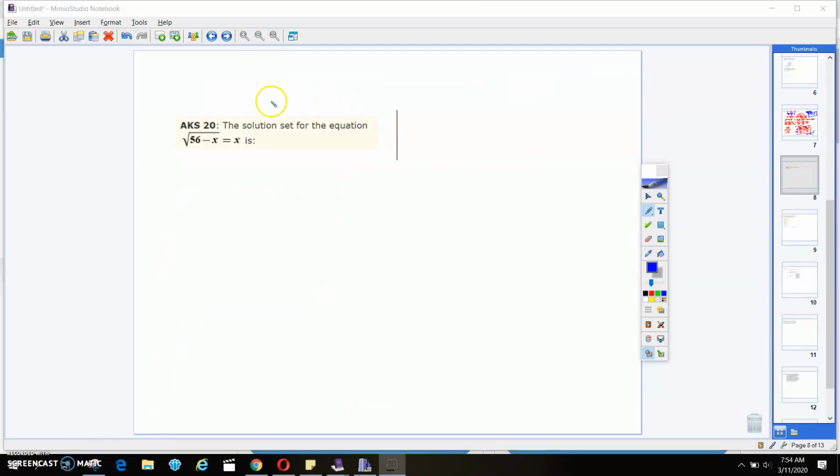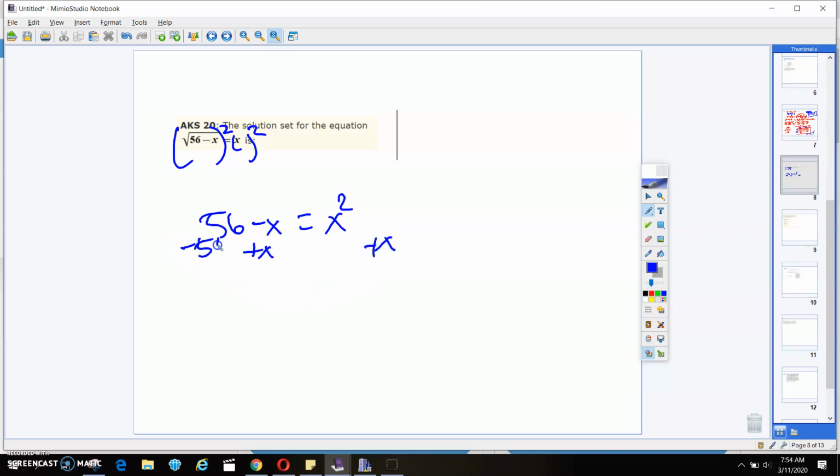On this one, you're going to square both sides because you've already isolated the radical. So that's going to give you 56 minus x equals x squared. I'm going to move all of this stuff to the other side by adding x and subtracting 56. That's going to give me x squared plus x minus 56. I'm going to do the big X. That's going to be negative 56 in the top, 1 in the bottom. What two numbers will make that happen?